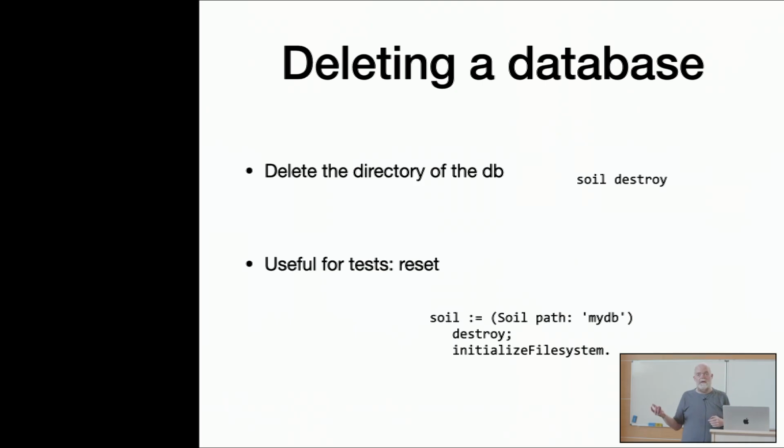So you don't want to delete it while running the test, but you want to delete it before running the test again. And that's a pattern that's quite nice. That's why initialize file system is independently there. That's why destroy exists from within the image.